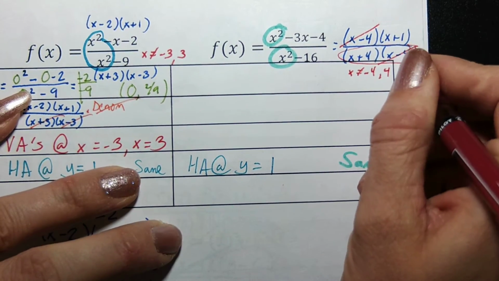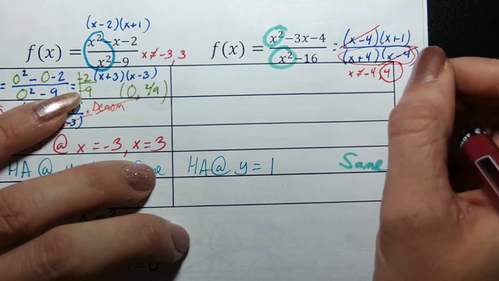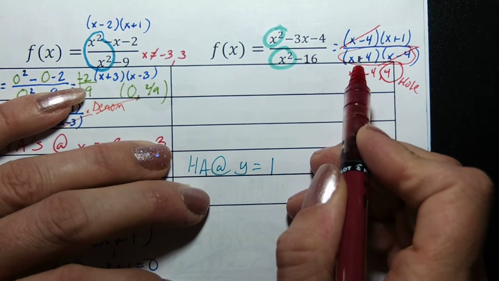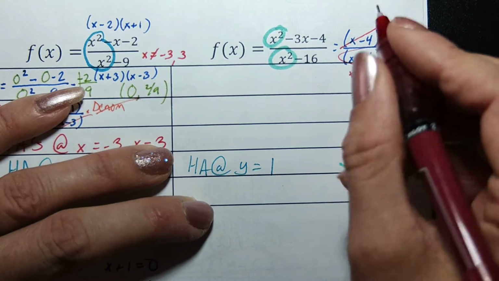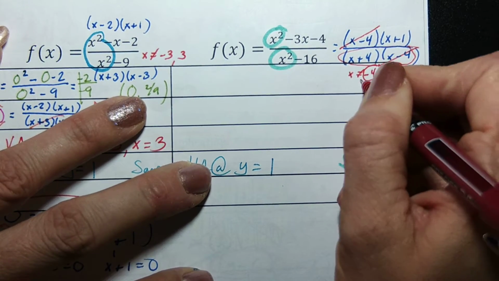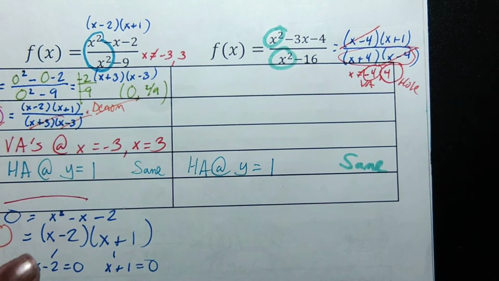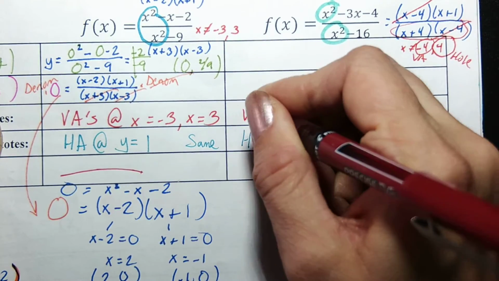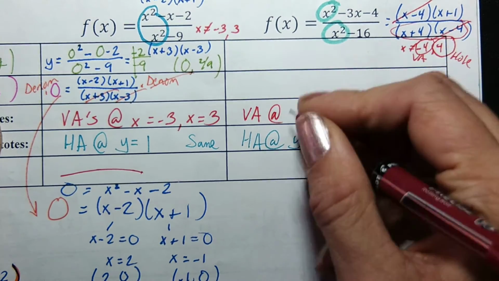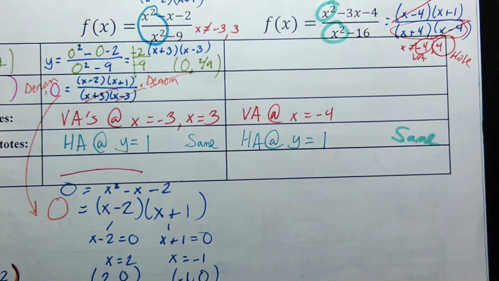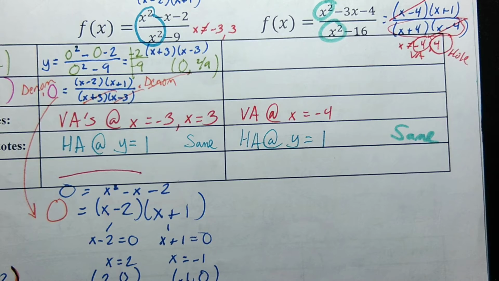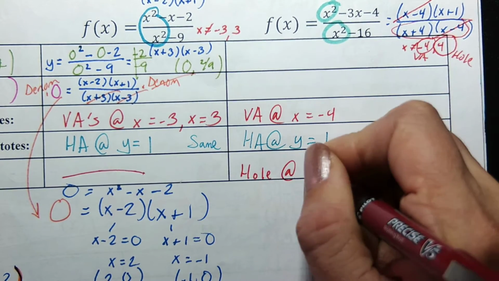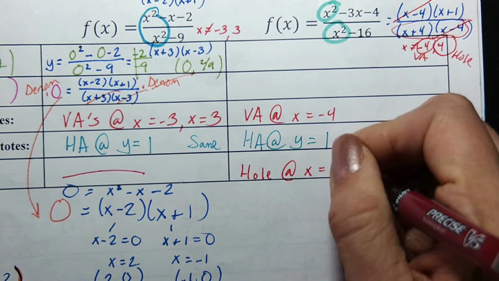So that means at 4, at that restricted value, we are going to have a hole. Since the factor that gives me -4 does not cancel, that means this will be a vertical asymptote at that value. So in your slots, we are going to write vertical asymptote at x equals -4, and then a hole at x equals +4.